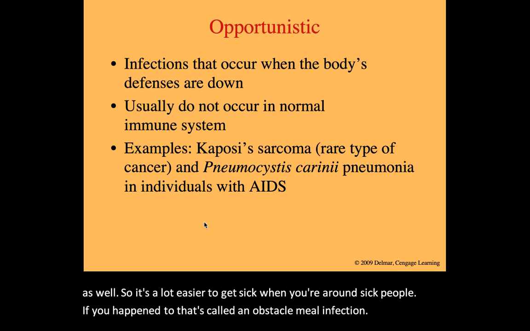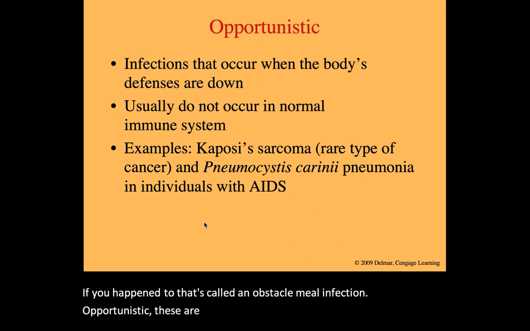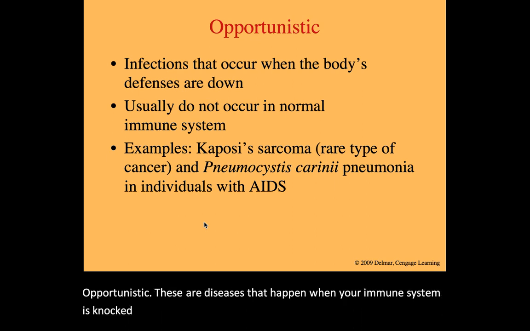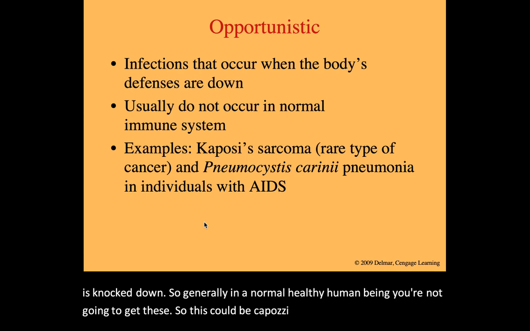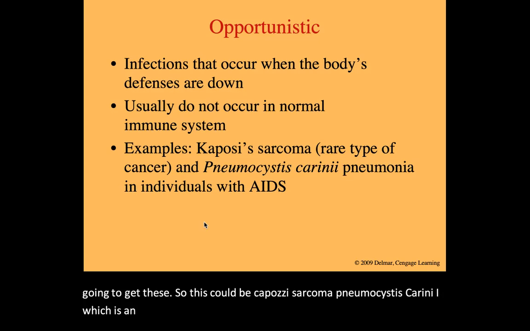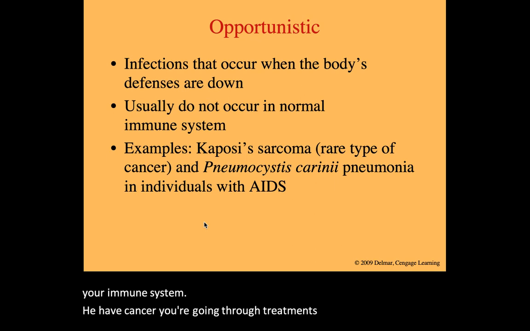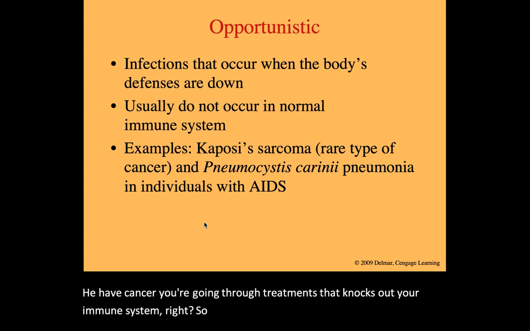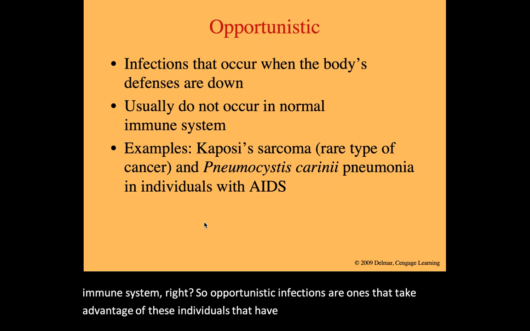Opportunistic. These are diseases that happen when your immune system is knocked down. Okay, so generally in a normal, healthy human being, you're not going to get these. So this could be Kaposi's sarcoma, pneumocystis carinii, which is a pneumonia generally found in people with AIDS. So AIDS knocks out your immune system. You have cancer, you're going through treatments that knocks out your immune system, right? So opportunistic infections are ones that take advantage of these individuals that have a damaged immune system.